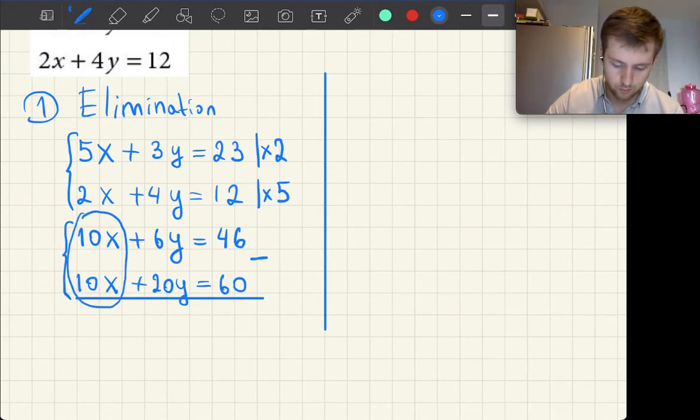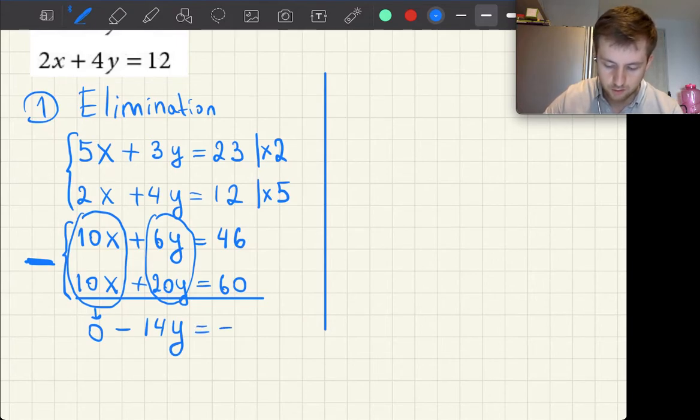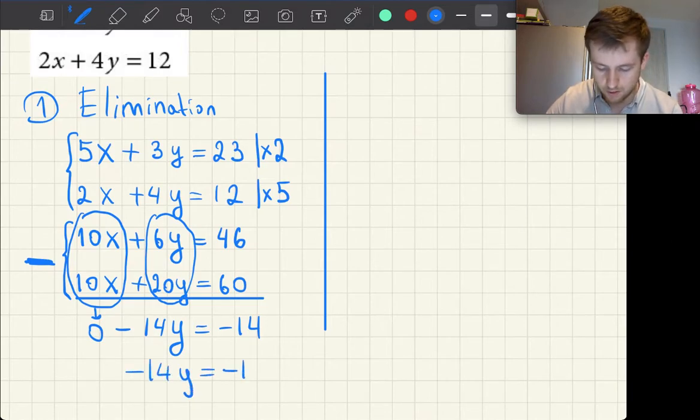So 10x minus 10x will give us 0x. Actually we don't need to write anything, but let's just write 0. Then we have 6y minus 20y, so that gives us minus 14y. And then finally 46 minus 60 gives us minus 14. Alright, so what we have is minus 14y equals minus 14.